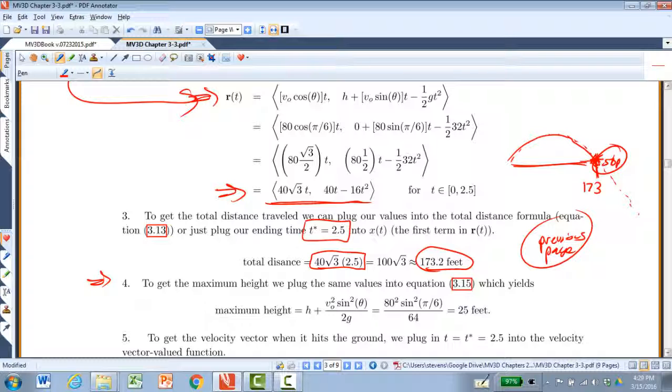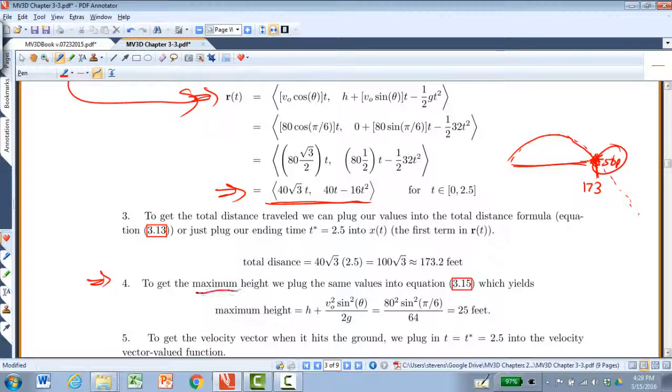So to get the maximum height, that's our next question here. Number four says, get the maximum height. And we did that symbolically. The way we did that was we said, this is the y of t. That's the height. If I take that and differentiate it, y prime of t is going to be 40 minus 32 t. I'm going to take that height function, differentiate it, and so the change in height with respect to time, I'm going to set that equal to 0. That'll get me when it hits the top. So t is going to be 40 over 32.